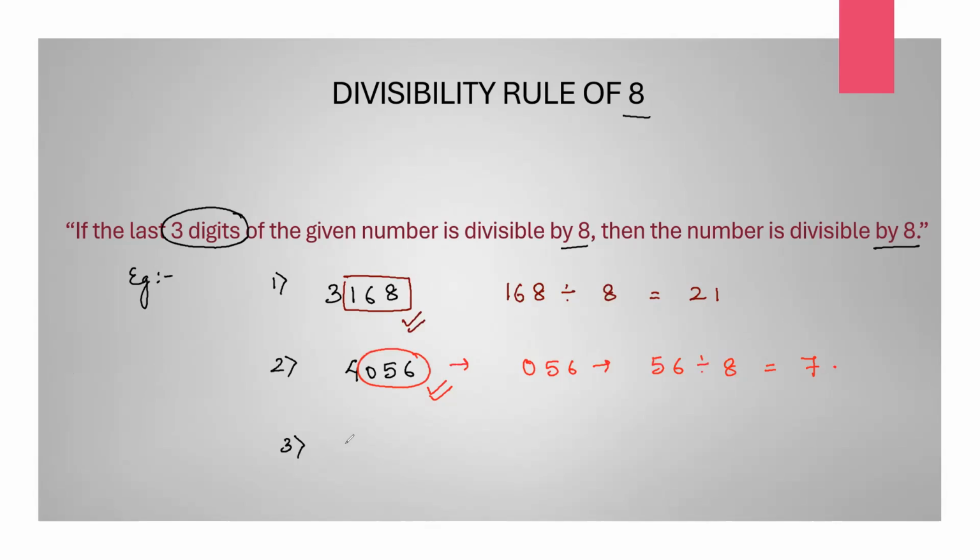Let us take another example, say 8142. Now, here in 8142, the last 3 digits are 142 and 142 is not divisible by 8. We can say when we find out through the division method, 142 will not be divisible by 8. Therefore, the number 8142 will also not be divisible by 8.